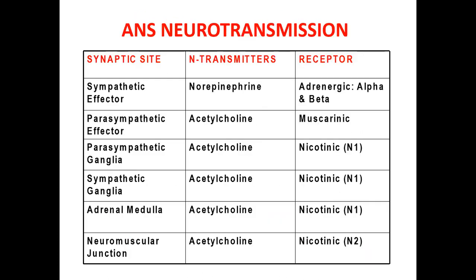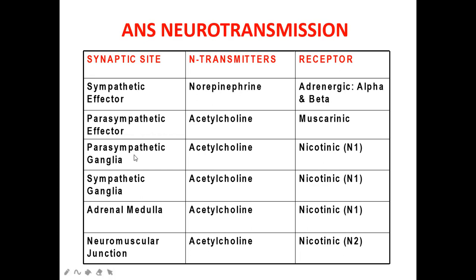Now, when you look at ANS neurotransmission, we have a synaptic site, the neurotransmitters, and the receptor. What is the sympathetic effector in the synaptic site? Norepinephrine is the neurotransmitter. The adrenergic receptors, alpha and beta receptors, are the receptors. For the parasympathetic effector, we have acetylcholine as the neurotransmitter. The receptor is the muscarinic receptor.